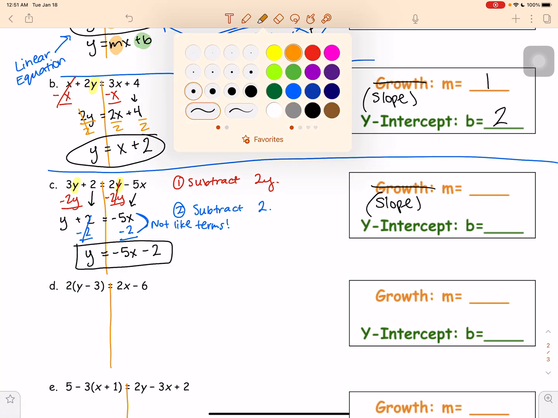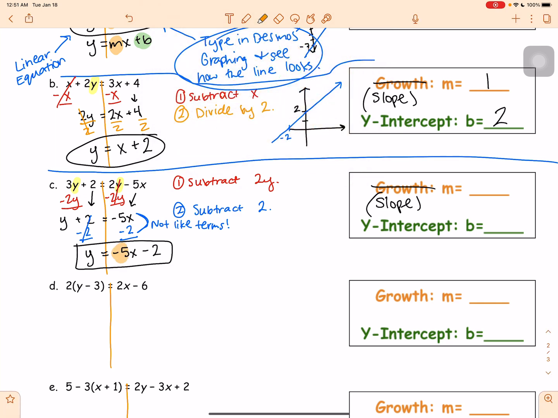So this tells me that my slope is negative 5, and my y-intercept is negative 2. Negative 5. Now this one's going to be a super steep negative looking thing here. So it's going to cross, actually I should draw that a little bit different.